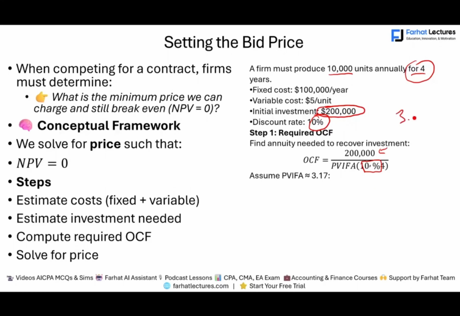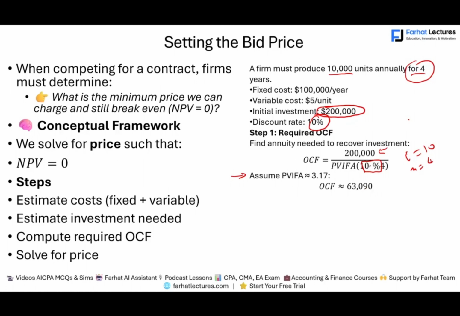In your book, it might be 3.169 or something like that, but I rounded it to 3.17, just in case you have a different factor in your book. Now, where is this coming from? This is coming from the present value annuity tables: i equal to 10%, n equal to 4 periods. Now, why did I find this? Because I want to find out what my operating cash flow needs to be to recover 200,000, and it's going to be approximately $63,090.